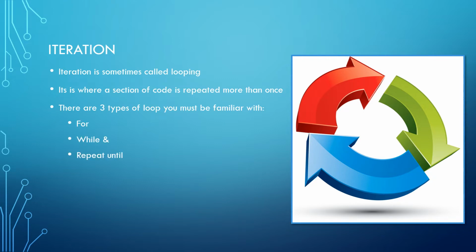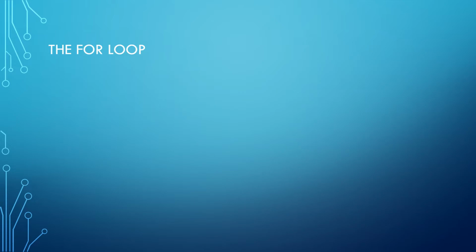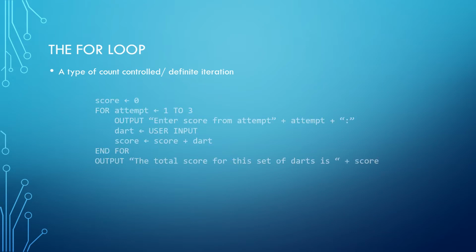repeat until loop. A for loop is a type of count-controlled, sometimes called definite, iteration. It's called definite because we know definitely how many times it will happen. Looking at this example, you can see that in a for loop, we establish a temporary or local variable that acts as a counter. This value increments between the range that is specified by 1 each time through the loop.